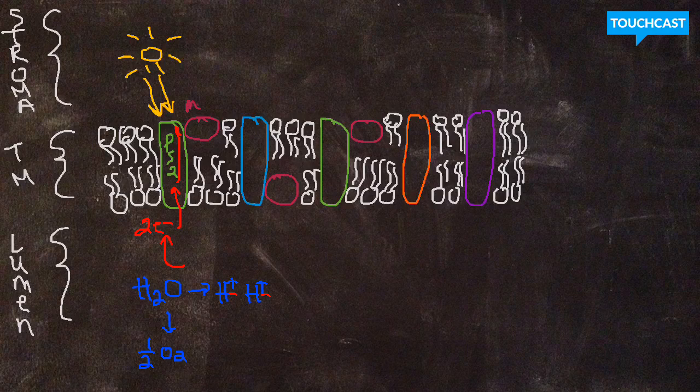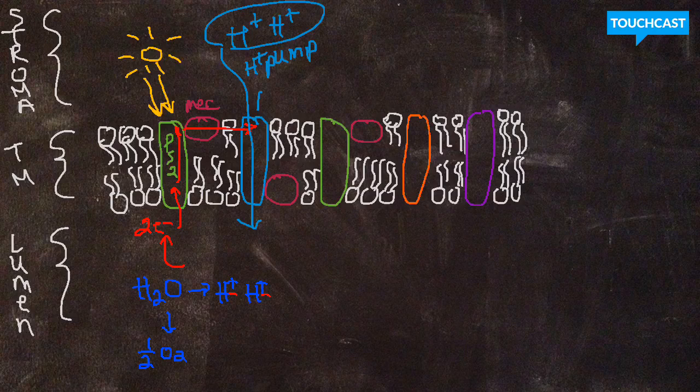Now that energy is going to be used, and the way that occurs is the electrons are transported by an MEC, a mobile electron carrier. The mobile electron carrier is going to transport the electrons to the next enzyme. The next enzyme is called an H+ or proton pump. The whole purpose here is that we are going to be taking 2 hydrogen ions that are in the stroma and pumping them down into the lumen. Now we already have hydrogen ions down here, so notice we're actually going up the concentration gradient.